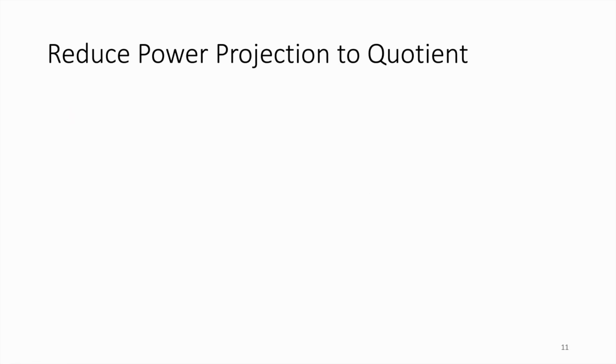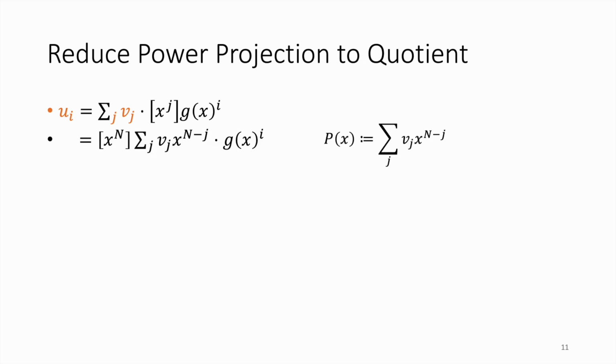The next step is a reduction. We're going to reduce the power projection problem to a quotient of a certain kind of power series. The equations on this slide may all look like playing with symbols, but we will figure out what happens in the next few slides. First, we are going to turn the inner product into a coefficient extraction. So we define the polynomial p(x) in the following form, and then we can rewrite the inner product as the extraction of the product p(x) times g(x) to the ith power.